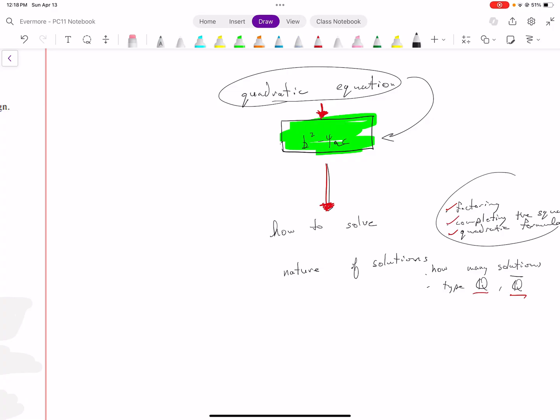Now keep in mind, there are basically three ways we can solve a quadratic equation: factoring, completing the square, or the quadratic formula. So it tells us how to solve, but it also tells us about the nature of the roots. Now the nature of the roots is simply how many solutions we have and whether or not those solutions are rational, irrational, or even real.